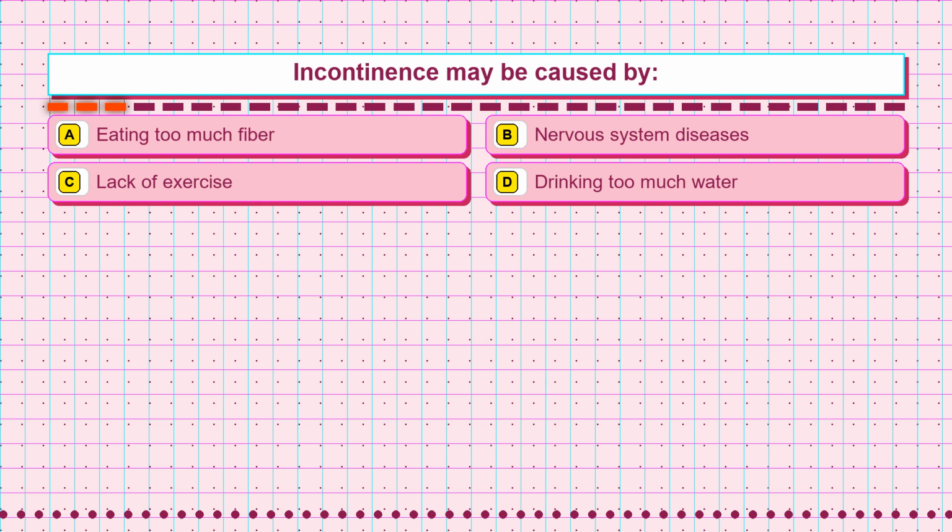Question 79. Incontinence may be caused by option A, eating too much fiber. Option B, nervous system diseases. Option C, lack of exercise. Option D, drinking too much water.